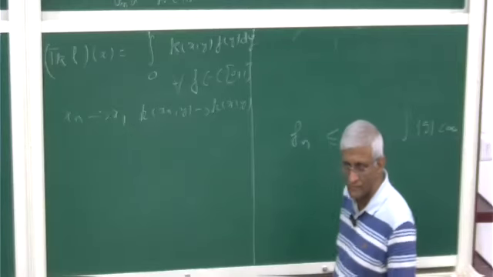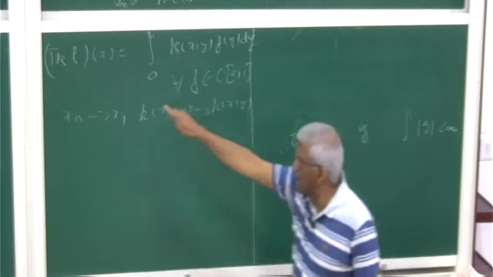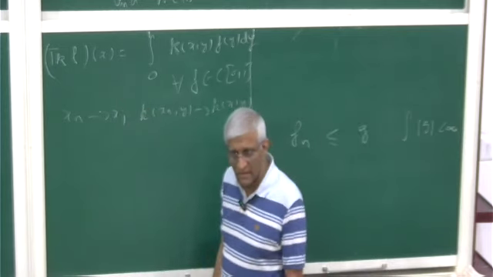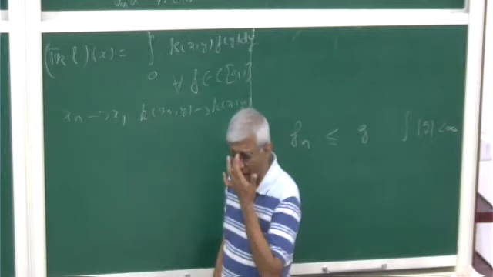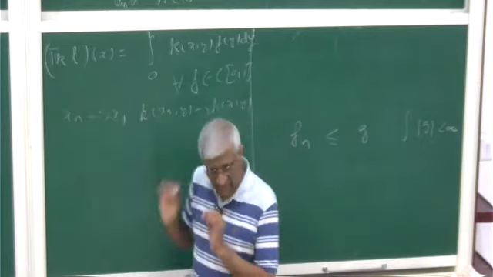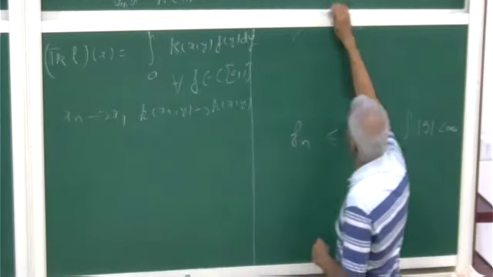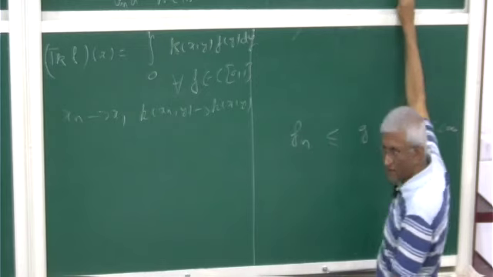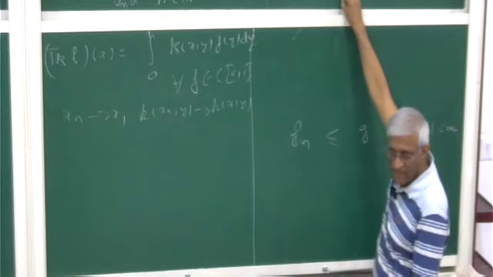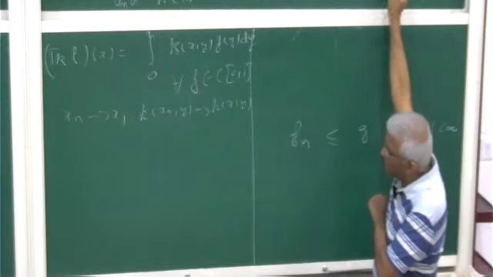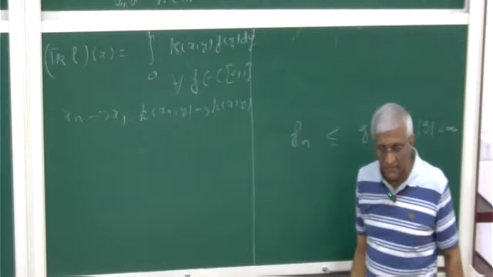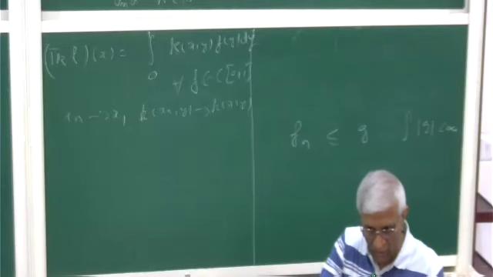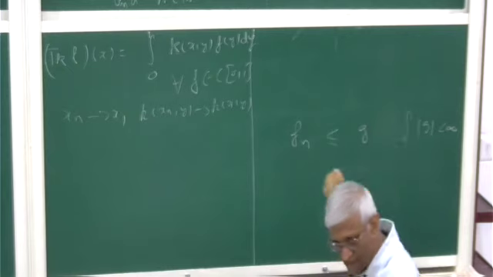tk of f belongs to C01, and x belongs to 0, 1. It's basically tk of f comma x, right? tk of f is a function. tk is a map from C01 to C01. tk takes a function here to a function here. So tkf is what I am defining, which is a function. That function evaluated at x is this. f is in C01, so tkf should be in C01.